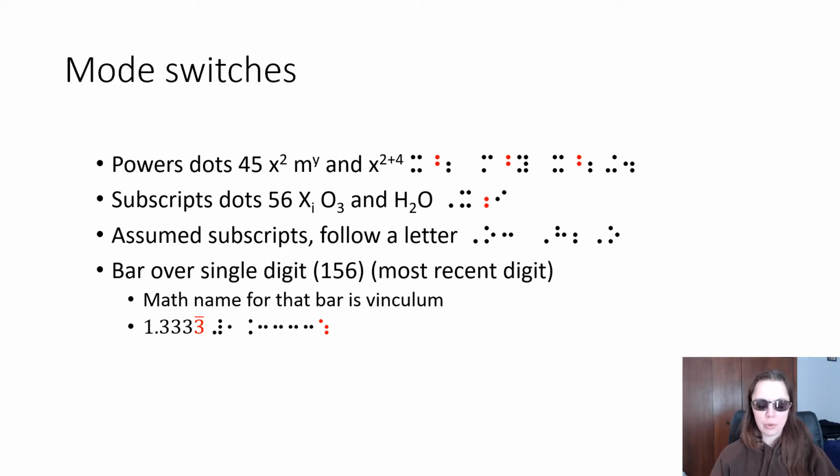If I was going to braille m to the power of y, I would have the m and then my dots 4, 5 and then my y. Notice that that's a 4, 5. It's over on the right-hand side like a prefix.